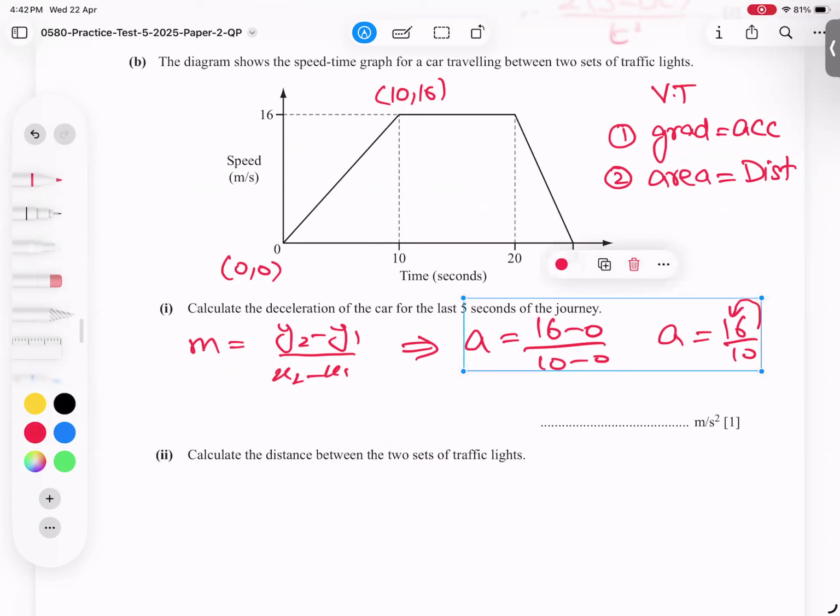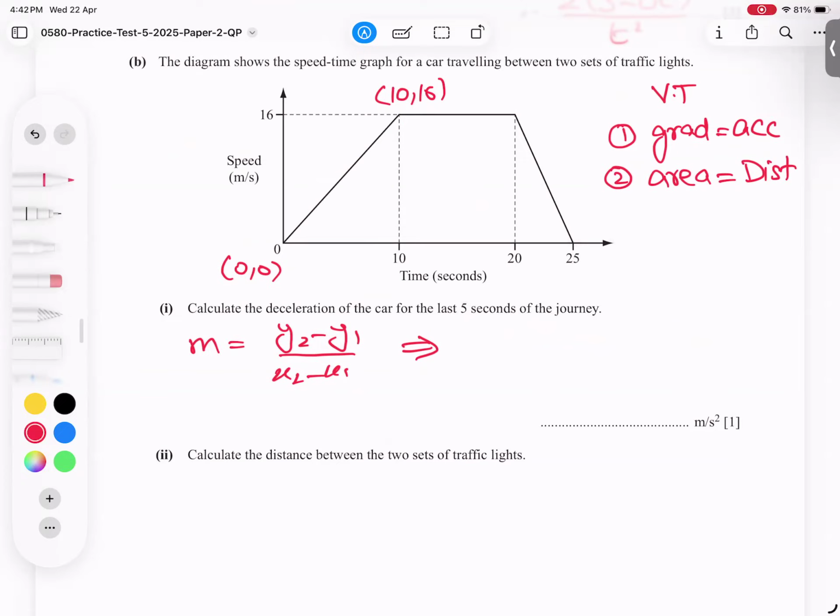So I have to consider not this coordinate, I have to consider the last coordinates. Here x is 20 and x is 25, v is 0. And here x is 20 and v is 16. So I consider this one to get acceleration and this one for deceleration. And now I'm finding the last one.